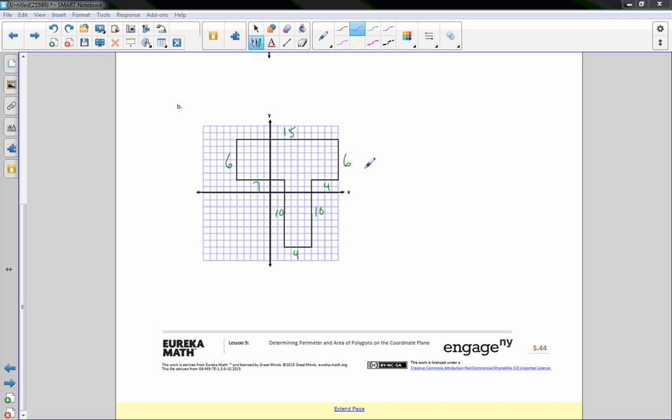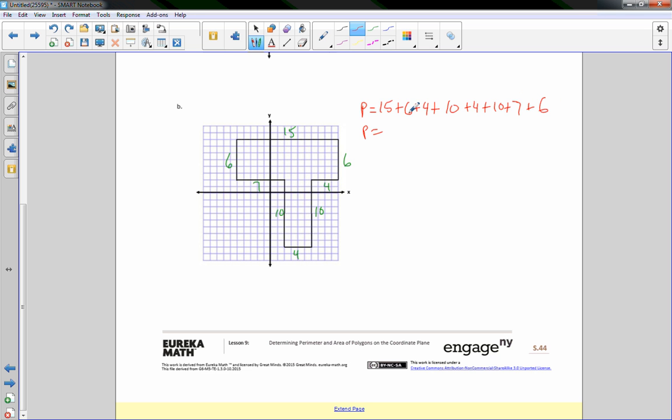Okay, here's example B, or exercise B. I have counted all these off screen, and now we need to find the perimeter. So the perimeter is the sum of all the sides, so I always start at the top and work clockwise. 6 plus this 4 plus this 10 plus this 4 down here. Coming up the other side, this 10 plus this 7, and then finally 6. And I'm back to the top and I'm done.